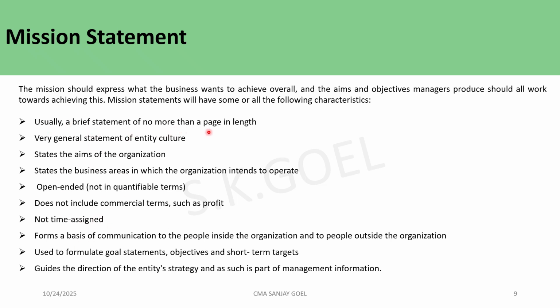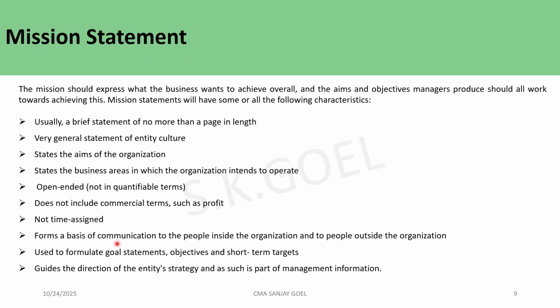A brief statement, not more than one page. A general statement of the specific aim of the organization. What will be the organization's operation area? The statement should be open-ended, not include commercial terms, and not assign a time at which the mission will be complete. It forms a basis of communication to the people inside the organization and to the people outside the organization.